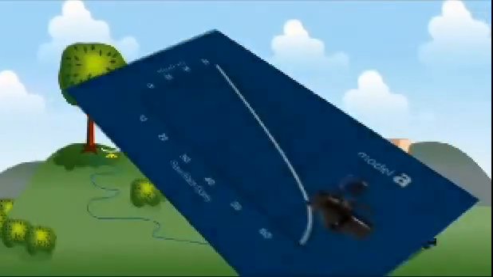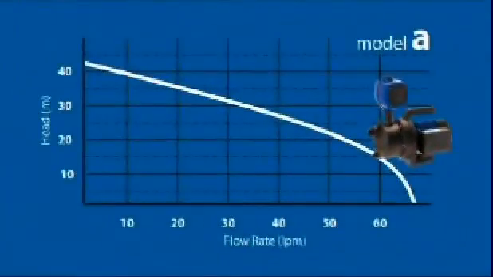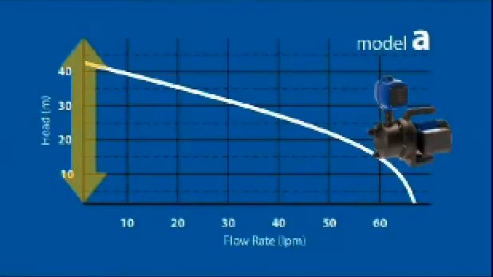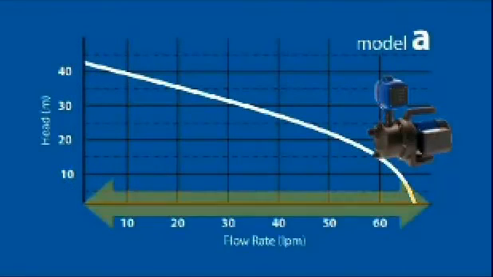A pump curve shows what flow rate the pump can produce under varying pressures. This is important to know, so you choose the right pump for your needs. The vertical axis on a pump curve indicates the head or pressure. It's the maximum height the pump can deliver water. The horizontal axis indicates how many liters per minute the model can pump.